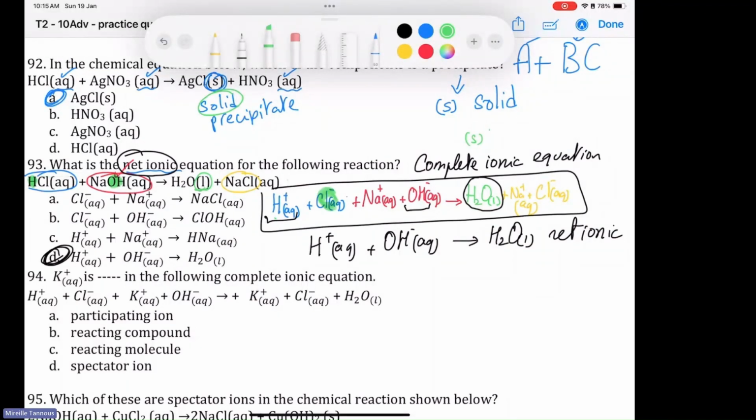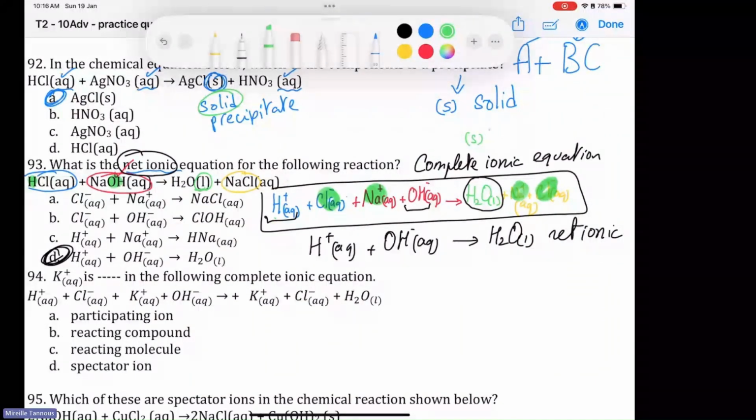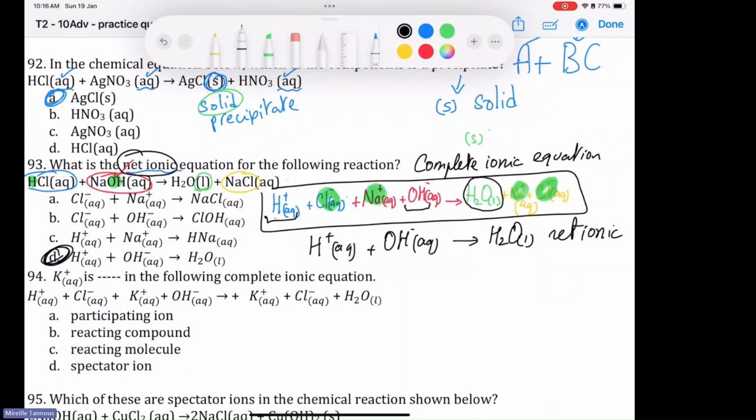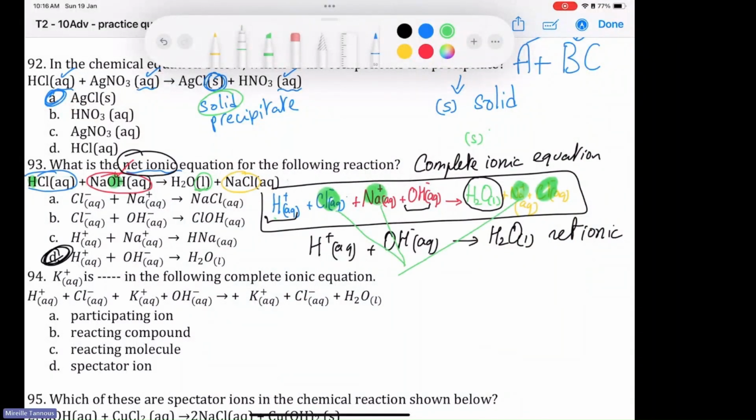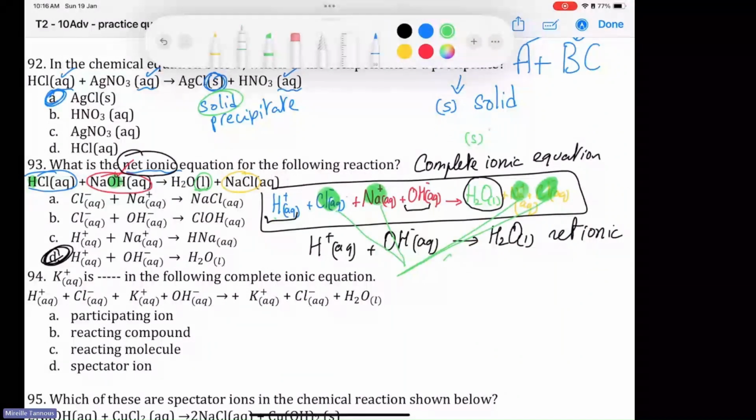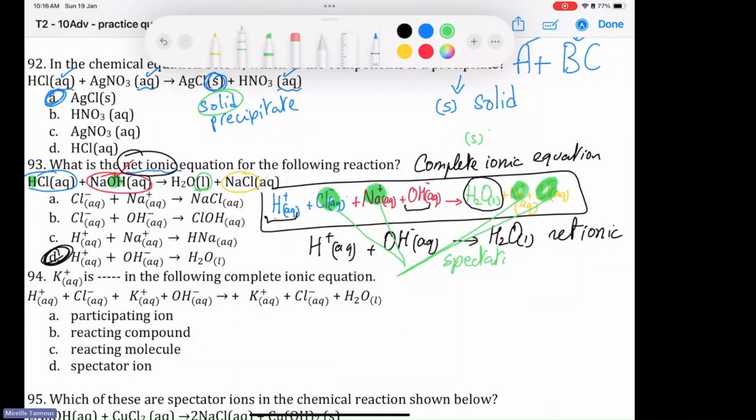Now Cl minus did not change before or after, it is still the same. Na plus before the arrow and after the arrow is still the same. I call them spectator ions. So I will write in green this and this and this one and this one, the same ones, are called spectator ions. They are just there doing nothing.